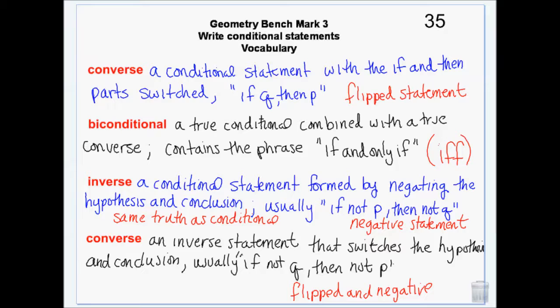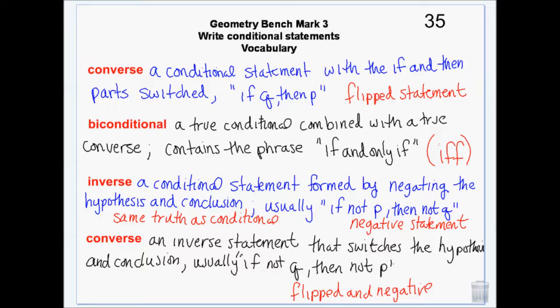Okay, so there are 3 things that change a conditional statement and then 1 that combines. So we have converse, inverse.